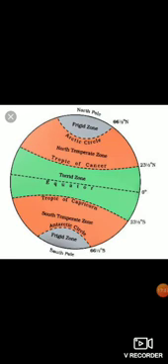The temperate zone is located between the Tropic of Cancer and the Arctic Circle in the northern hemisphere, and between the Antarctic Circle and the Tropic of Capricorn in the southern hemisphere. Let me repeat that. So where is the temperate zone located? In the northern hemisphere, it is between the Tropic of Cancer and the Arctic Circle. And in the southern hemisphere, it is located between the Tropic of Capricorn and the Antarctic Circle.